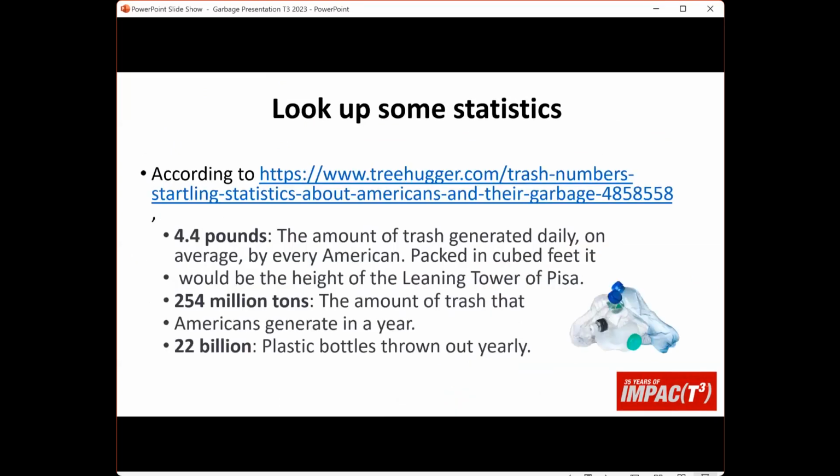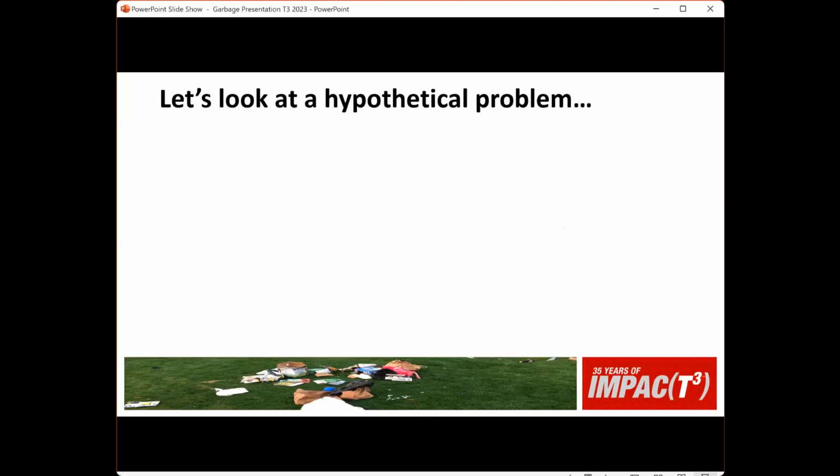And then you might want to look at some statistics. According to www.treehugger.com, each American generates daily on average 4.4 pounds of trash. And if you pack that up in cubic feet, it would be the height of the Leaning Tower of Pisa. That's about 254 million tons. So multiply that by another 2,000. We're hitting billions, guys. That would end up being with individuals putting out 22 billion plastic bottles throughout the year when we total it all up. Yeah. Kind of dire.